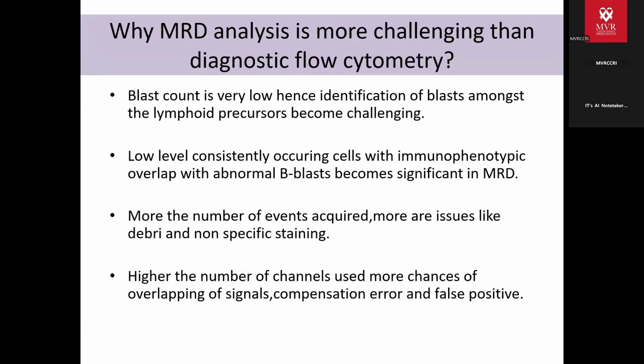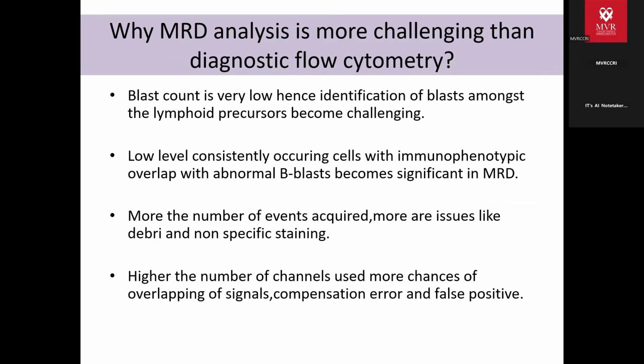MRD is more challenging because the blast count in MRD is very low. We are talking about one cell in 10,000 events. Whenever I say event, it is synonymous to cell. So we are trying to analyze 0.01% of cells. So the count is very low, hence the identification of blasts among the lymphoid precursors, that is hematogones, becomes more challenging.